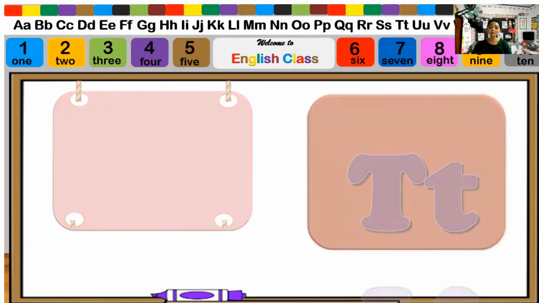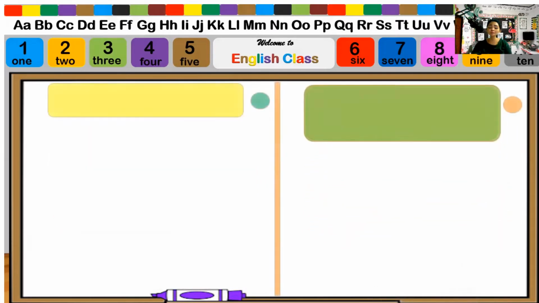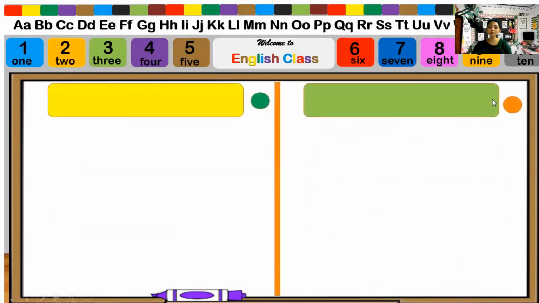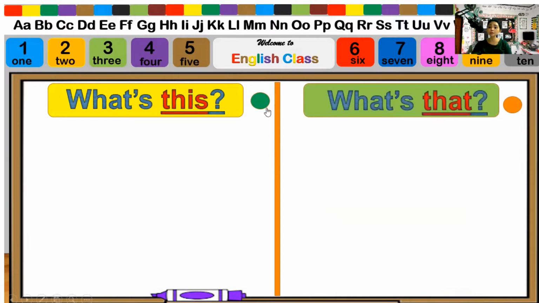Then we have, okay, it's done. Now we are here in our review of our past lesson. What's this and what's that? This is our lesson last week. So we need to review so that the students will not forget. Okay, so what's this? Just a refresher.